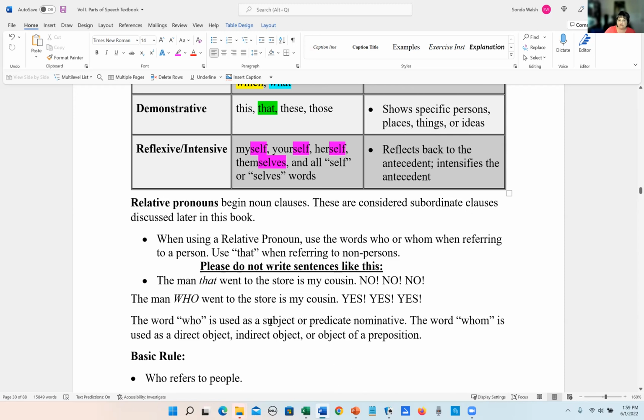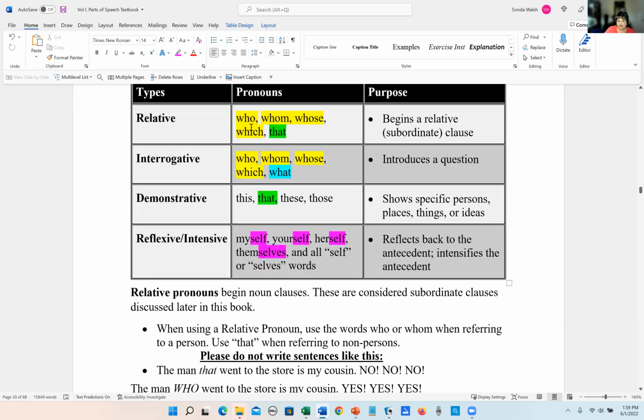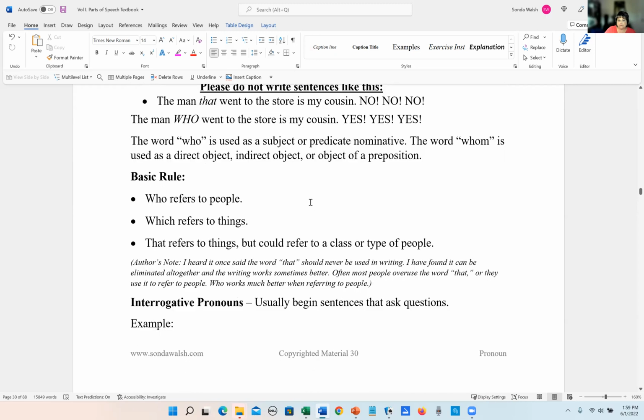The word who is used as a subject or predicate nominative. The word whom is used as a direct object, indirect object, or object of a preposition. All I'm doing is I want you to just store that little information in your head because we're going to come back and I'm going to teach it to you in depth in the next book. But what you need to know is really be able to identify. So when we get to a sentence, are these relative pronouns, interrogative pronouns, demonstrative, relative, reflexive, or intensive? All right. We've talked about this, who refers to people, which refers to things, that refers to things, but could refer to a class or type of people.